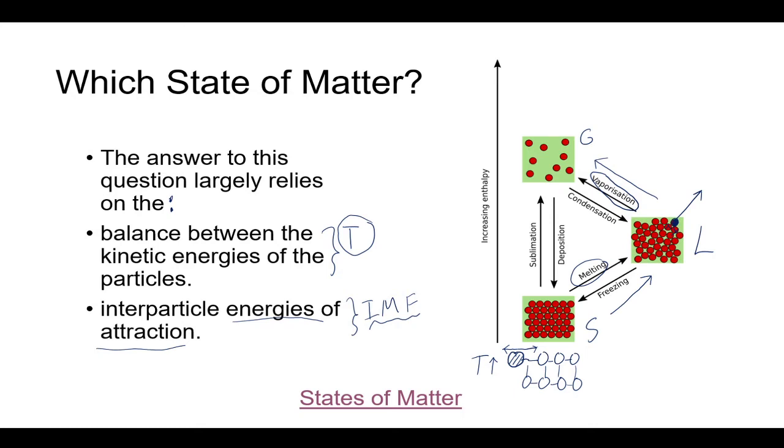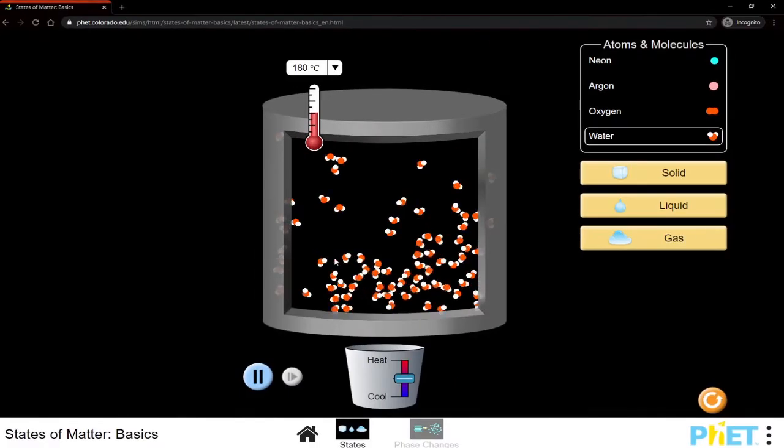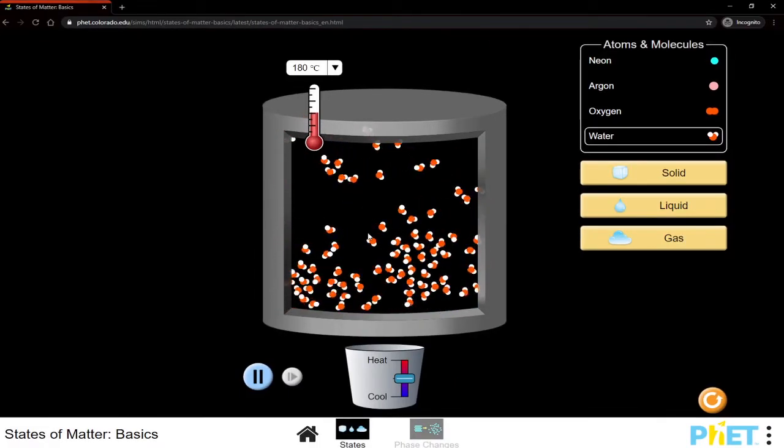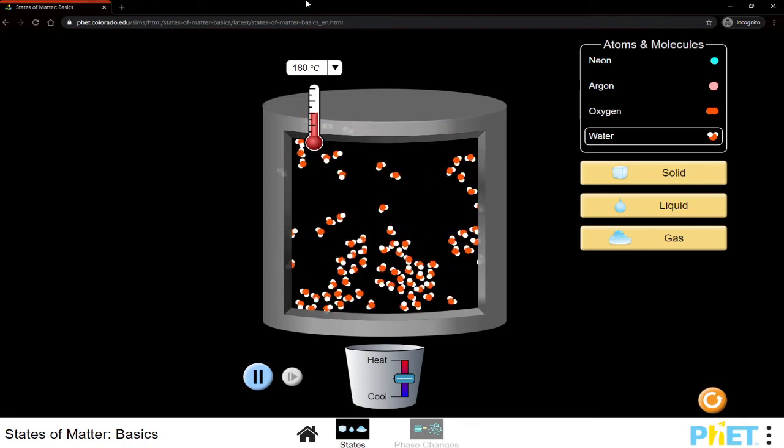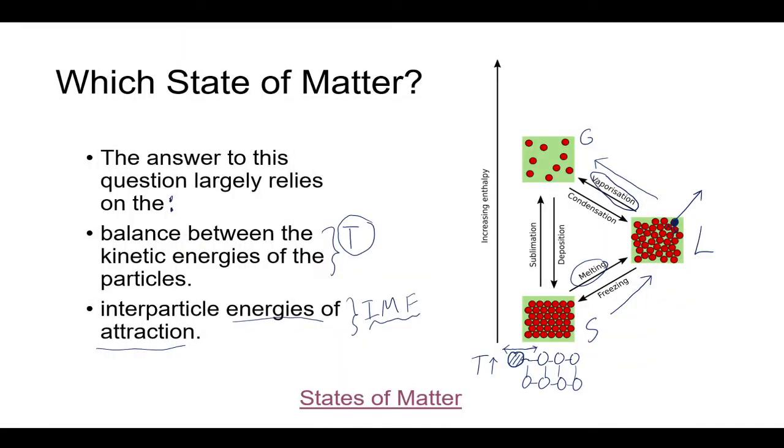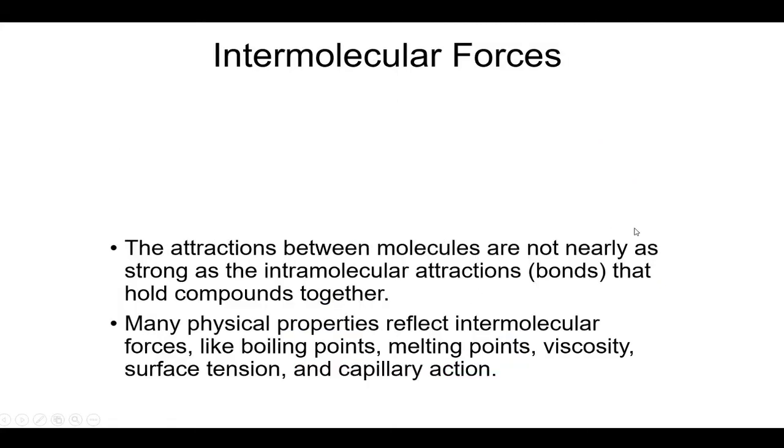So again, it's all about this balance between what temperature you're at and the strength of the interparticle energies. Here we have an interparticle energy like intermolecular forces, and that's hydrogen bonding, I should say, is our intermolecular force here. And that's a pretty strong force. So it actually takes a lot of energy to get this ice into the liquid phase or to get that liquid into the gas phase. So intermolecular forces is what we're concentrating on in this lecture and the next couple lectures.